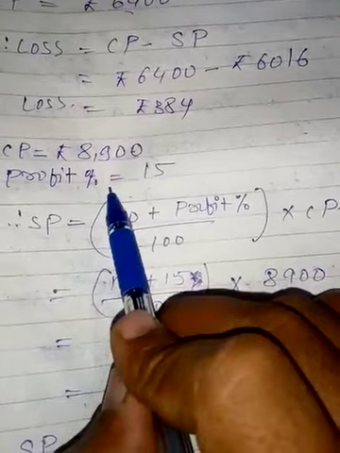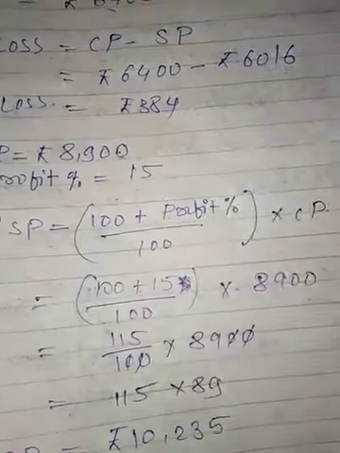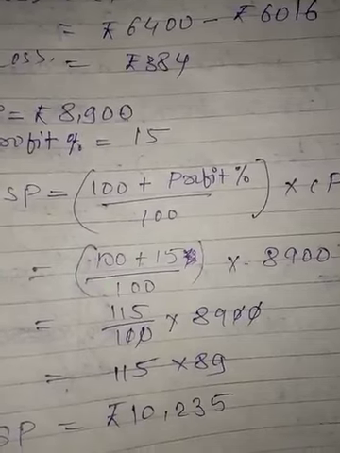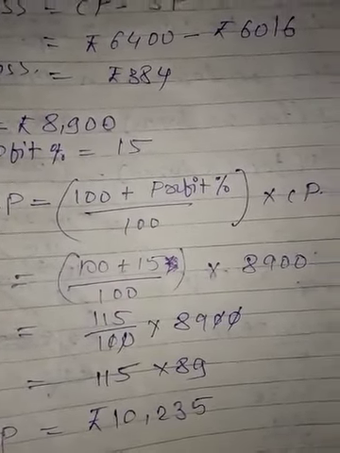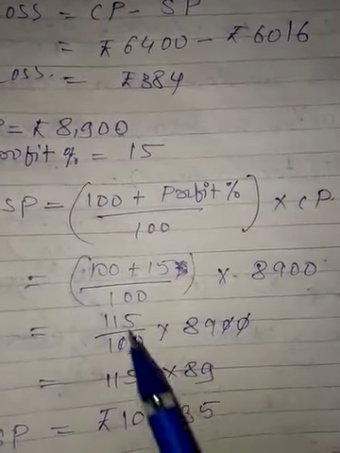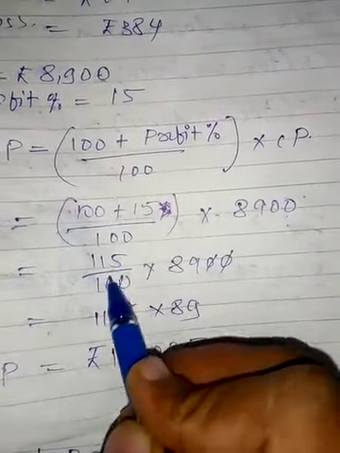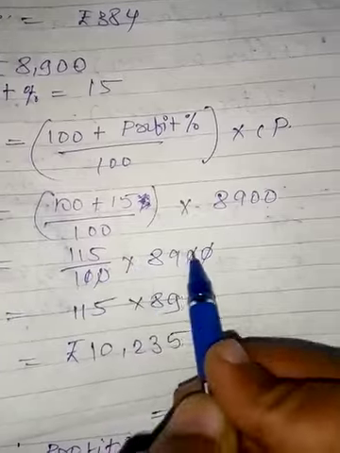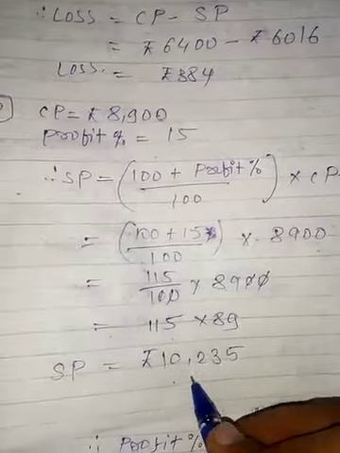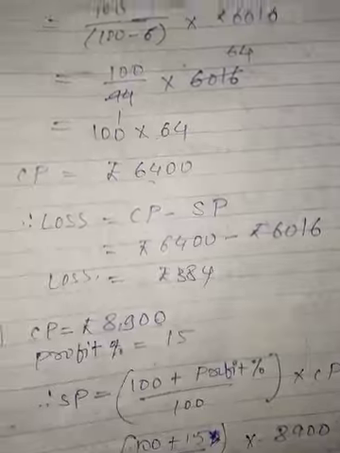So when profit percent is given and CP is given, what is the SP formula? I already showed you at the back. SP is equal to 100 plus profit percent upon 100 multiplied by CP. This is the formula which we can use. Put the values in it: 100 plus 15 upon 100 multiplied by 8900. So 100 plus 15 is 115 upon 100, the 00 cuts on both sides, then 115 multiplied by 89, and the answer comes 10235. So in this way we get the answer of that.